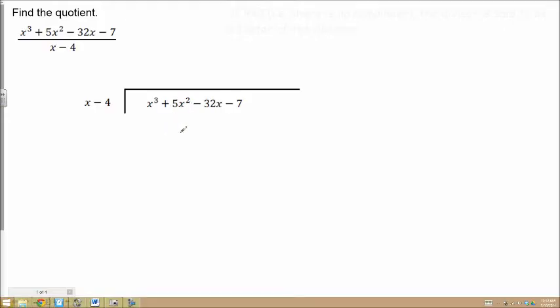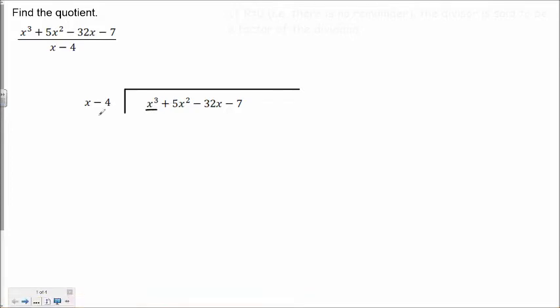So to get to my quotient through long division, the first thing I need to do is look at my leading terms. So here the leading term is an x, and here my leading term is an x cubed. So I'm going to ask myself this question, what do I need to multiply x by to make it an x cubed? And the answer is x squared. So I take that x squared and I multiply it times this entire divisor. So x squared times x is x cubed, and x squared times negative 4 is negative 4x squared.